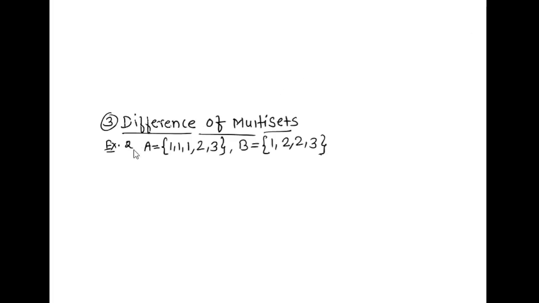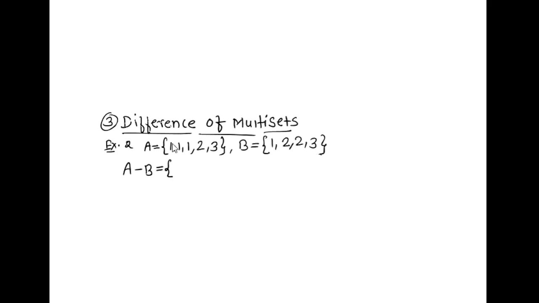Now let us have one more example on difference of multisets. Suppose set A has 5 elements: 1 appears thrice, 2 appears once and 3 appears once. And in set B, 1 appears once, 2 appears twice and 3 appears once. So I need to find out A minus B, the difference of multisets.